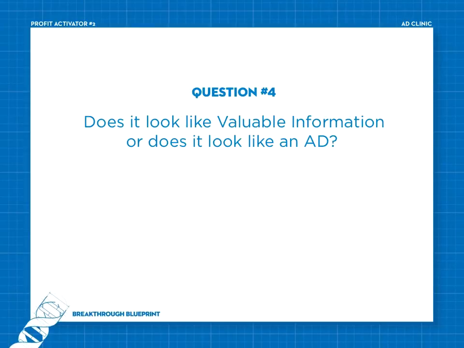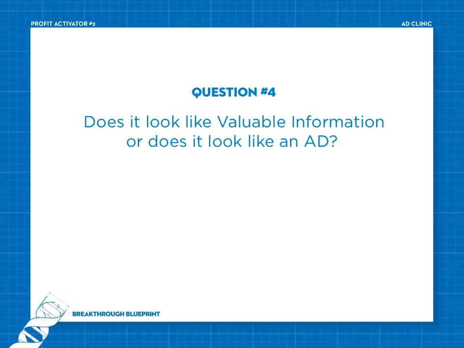And that's our question number 4. Does it look like valuable information, or does it look like an ad? Now, there's something very important to realize here, and that is that when people are looking through publications, they are looking for valuable information. They're not looking for ads. When people are reading the newspaper, they're looking for the articles. Same thing when they're looking through magazines.